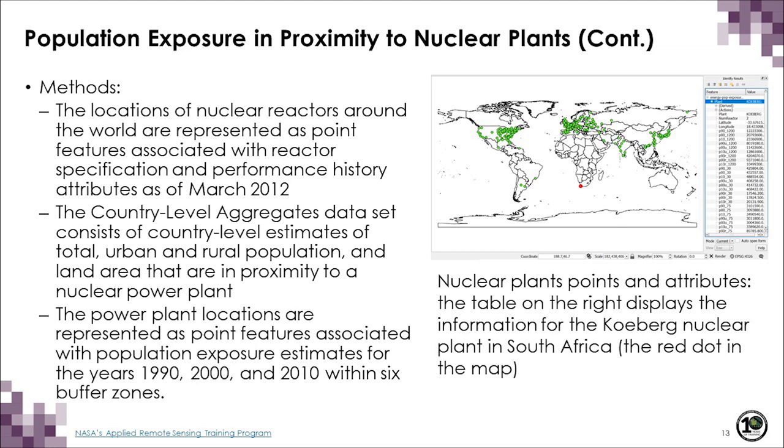As an example of nuclear plant points and attributes, the table on the right displays the information for the Koeberg nuclear plant in South Africa, the red dot in the map.